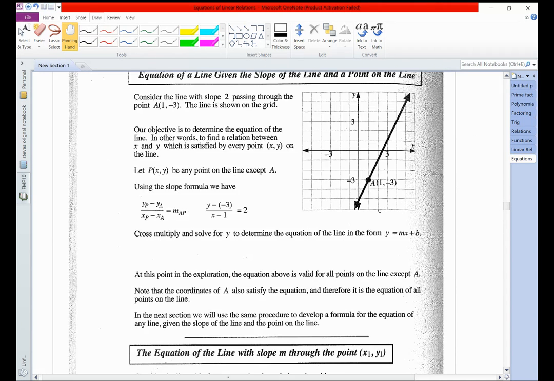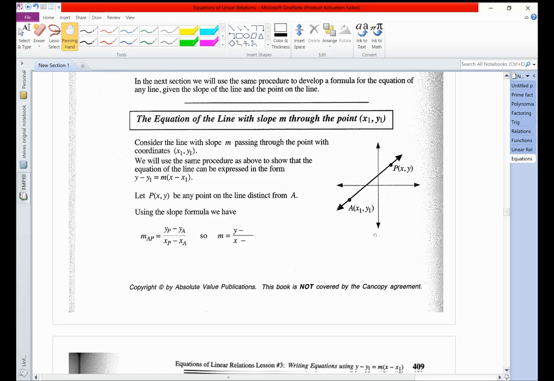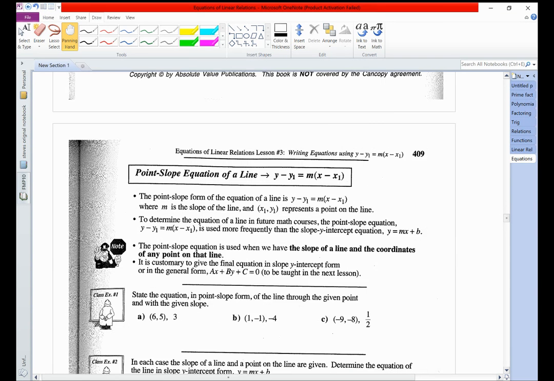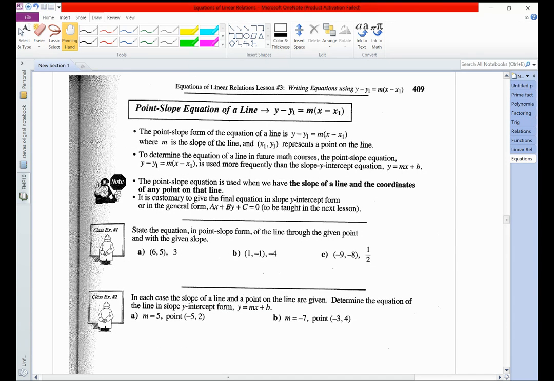We're going to skip the next page here to here, top of 409. Point slope equation of the line. So we just talked about that. y minus y1 is equal to m multiplied by x minus x1, where m is the slope of the line and x1, y1 represents a point on the line. So if we knew several points on the line, we could have several different equations that describe or represent the same line.